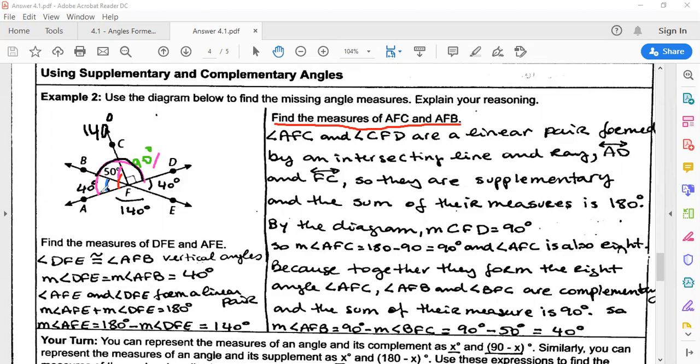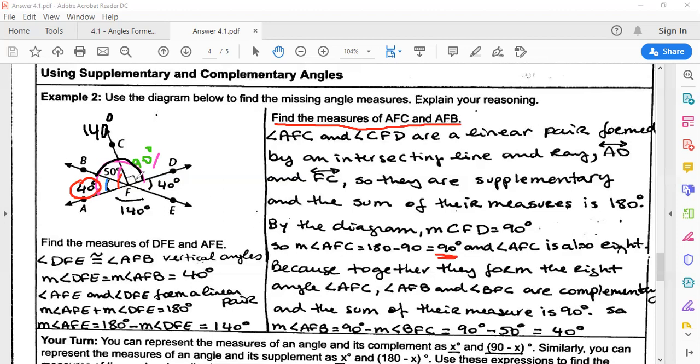Now to get to 180, I need 40 more. So that's what this angle here is going to be. 40 plus 140 will give me 180 degrees. Now that is the measurement of AFC. AFC is 40 plus 50, which is 90 degrees. So the measurement of AFC is 90 degrees, and the measure of CFD is also 90 degrees, which makes the 180 from the straight angle.